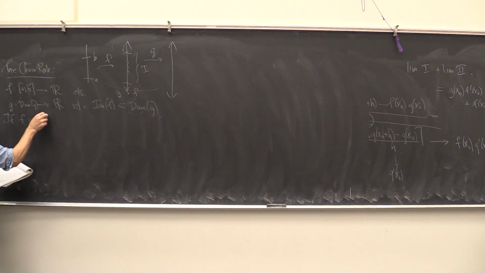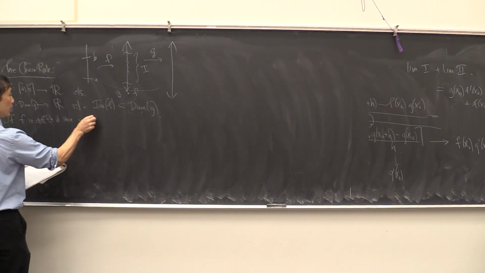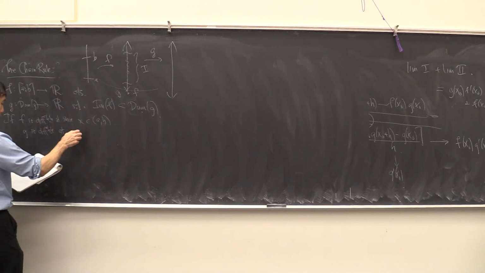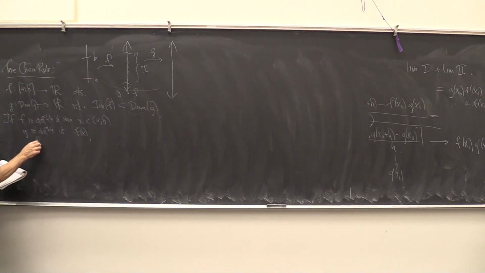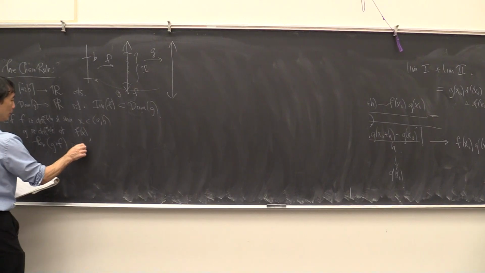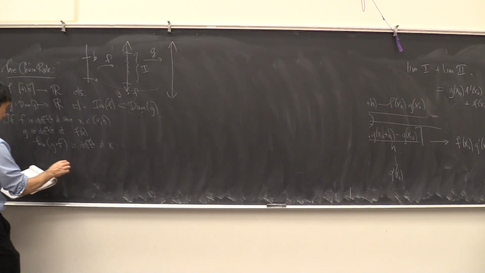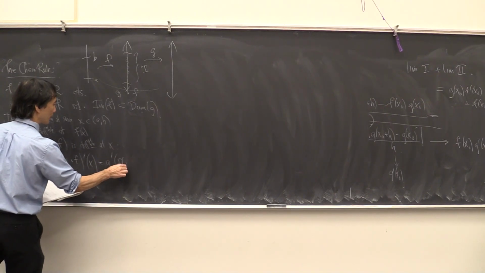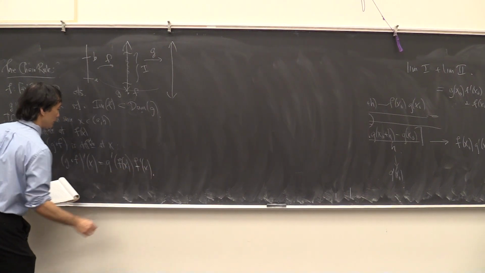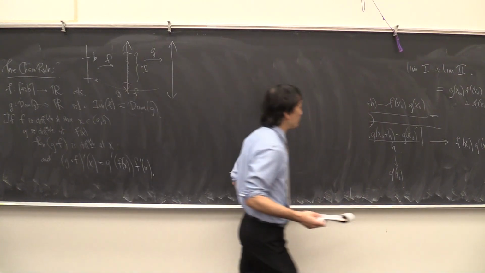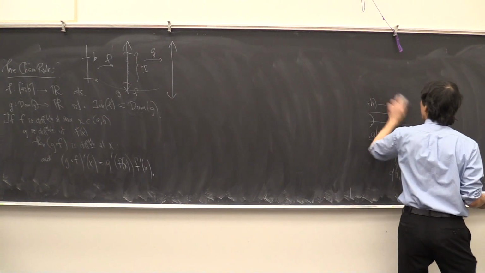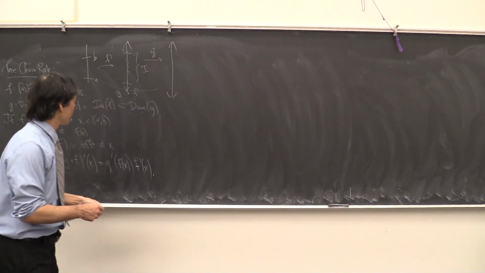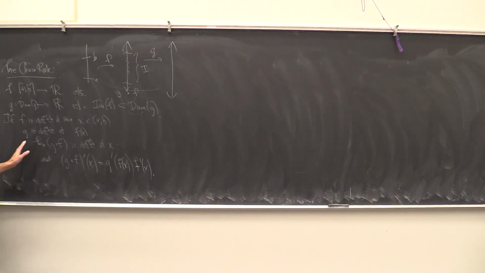If f is differentiable at some point x in (a, b), and g is differentiable at f of x, then the composition is differentiable at that point x, and as you know, the derivative of the composition is the product of the derivatives. Okay, so this you've seen before.